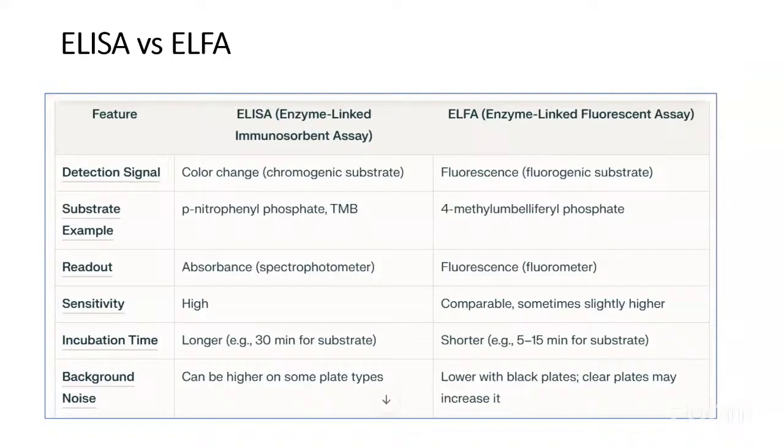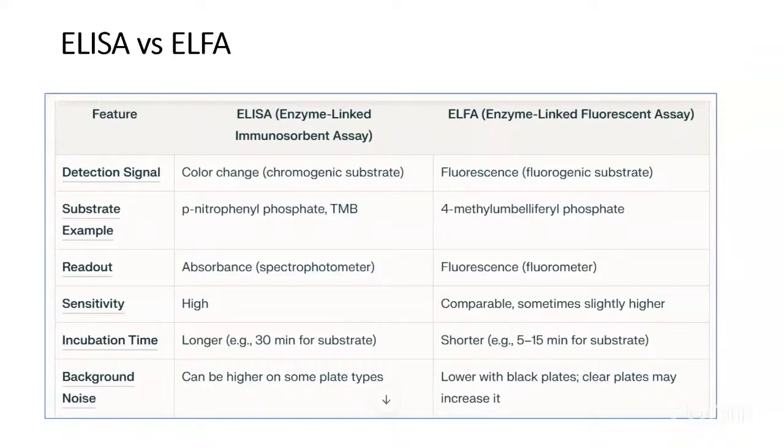So again, I'm saying difference in a tabular format, detection, color change in ELISA, fluorescence in alpha. Substrate यहाँ पे हम क्या देते हैं? Normal substrate, TMB हम देते हैं tetramethylbenzidine or p-nitrophenyl phosphate in ELISA. Here, this name is important, methylumbelliferyl phosphate. This is a fluorogenic substrate. रीडिंग यहाँ पे एब्जॉर्बेंस कर रहे हैं हम स्पेक्ट्रोमीटर फोटोमीटर में, हमें यहाँ पे फ्लोरोमीटर में फ्लोरेसेंस रीड कर रहे हैं. सेंसिटिविटी दोनों का कंपेरेबल है.